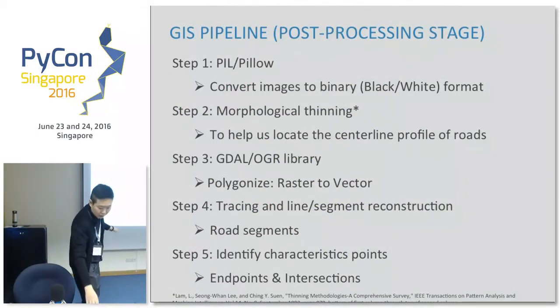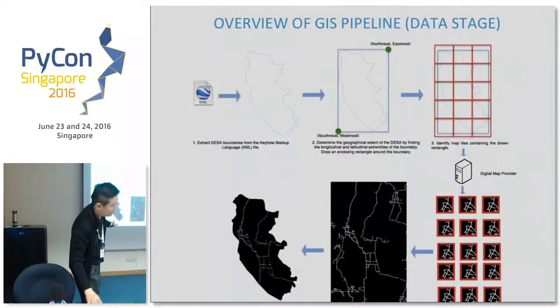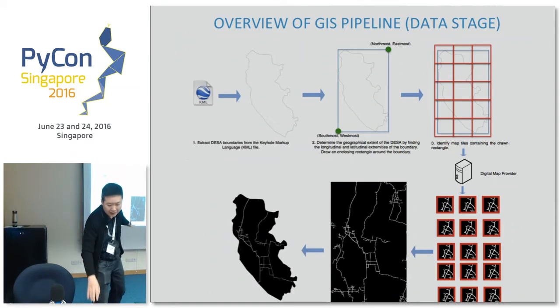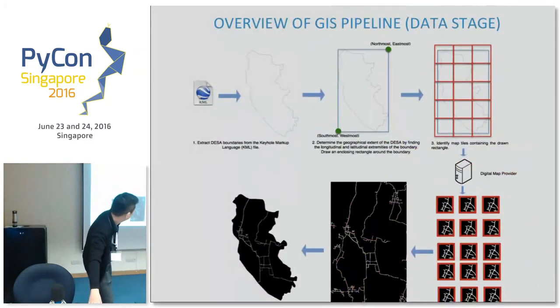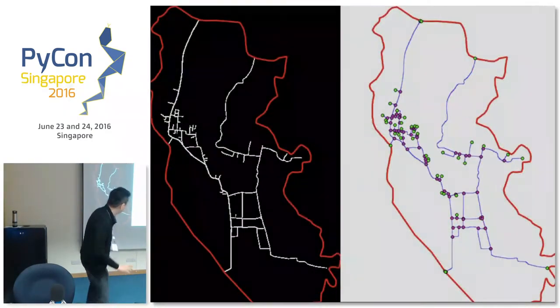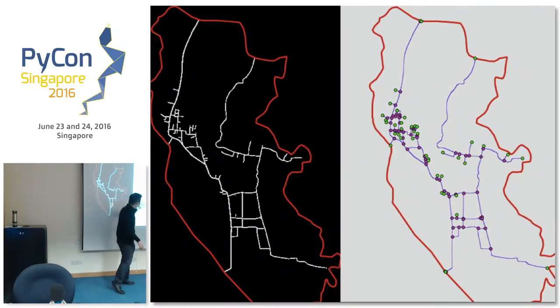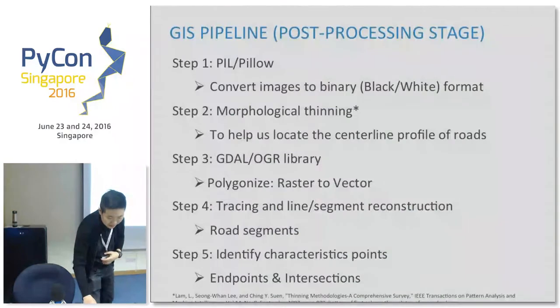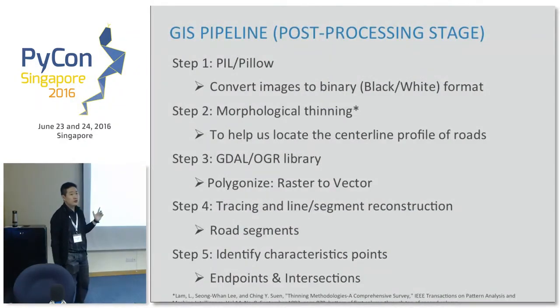Now, the pipeline that I'm showing here is only the first part of the entire story, because from the online map provider we are able to get the image showing the road network information of the region that we're interested in. But these are images. Like I say, we have to convert it from raster to vector information. So the second part of the pipeline is to convert the raster information to vector information.